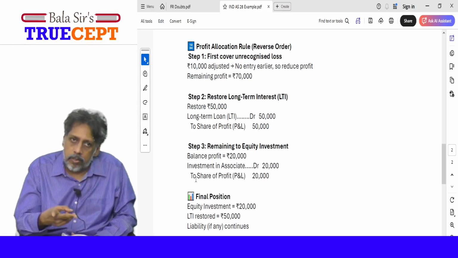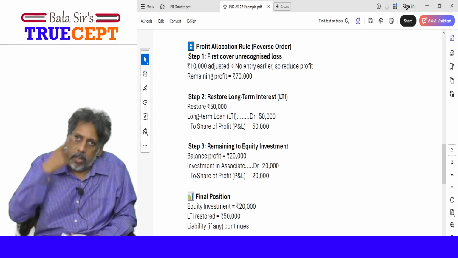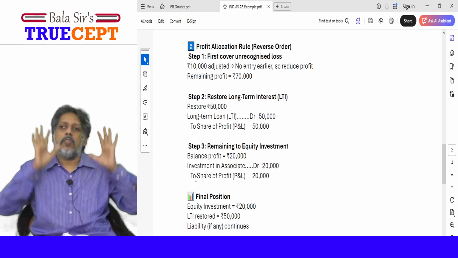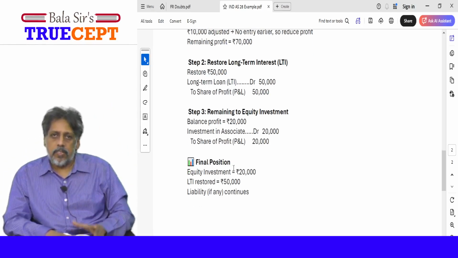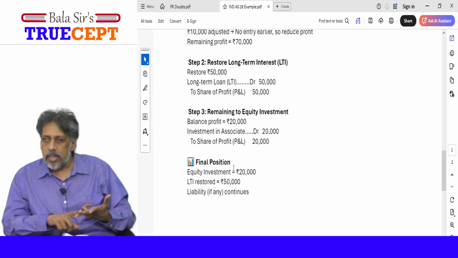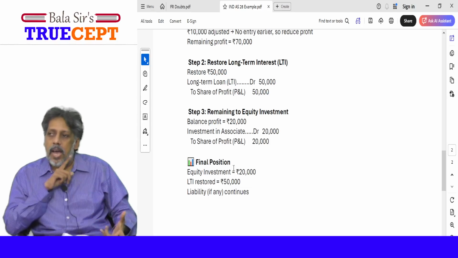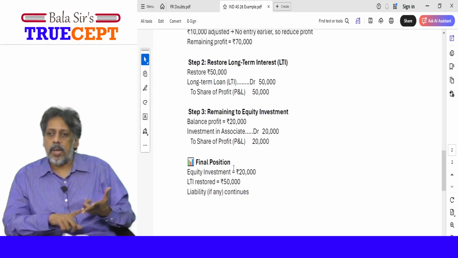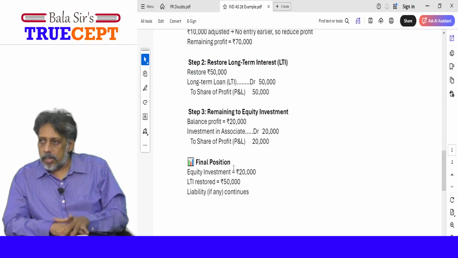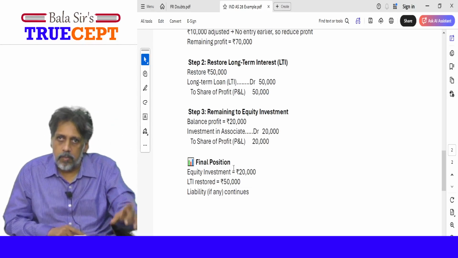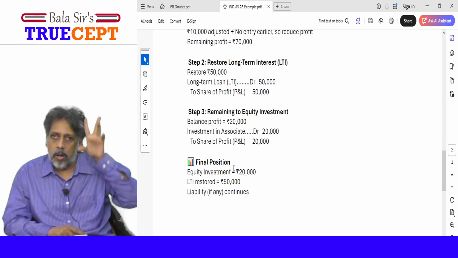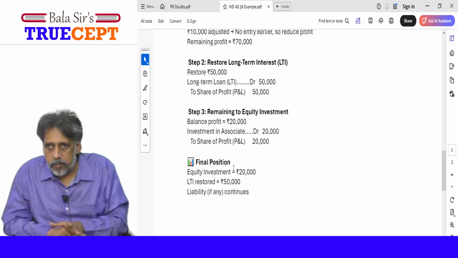So you still have 20,000 profit, your share, right? So what is the entry? Restore the investment. So debit investment in associate 20,000 to share of profit P&L 20,000. That is it. So basically this sum is testing your knowledge of para 38 and 39. And I will be discussing a similar example which is there in your study material. There is one illustration I'll work out where there are three investments: investment in equity, then long-term interest in preference shares, and also long-term interest in a loan. Is that fine? That's it.